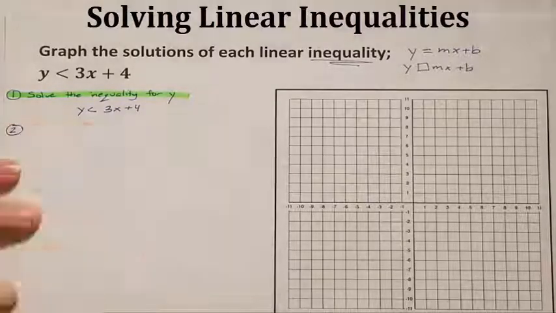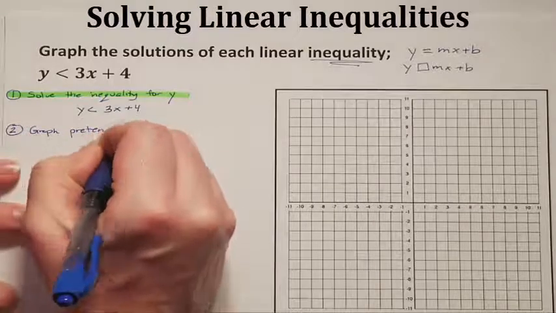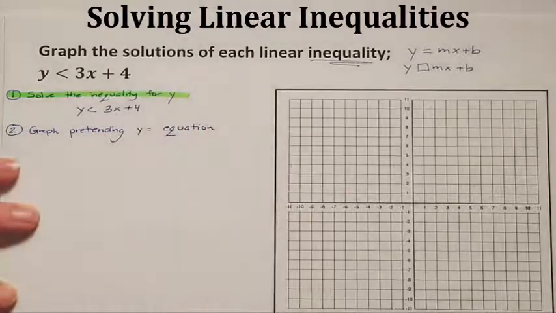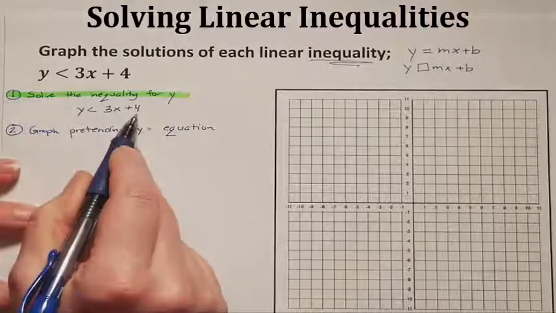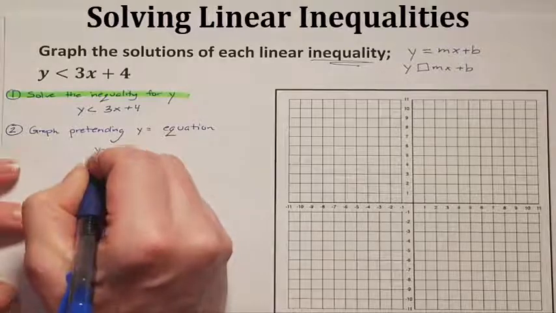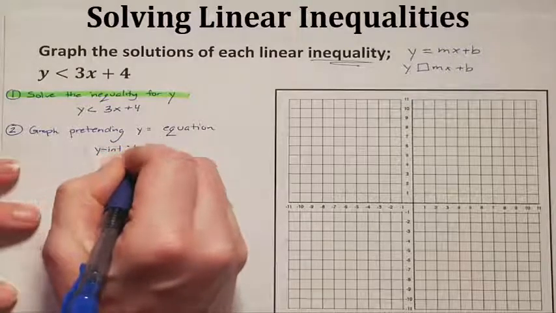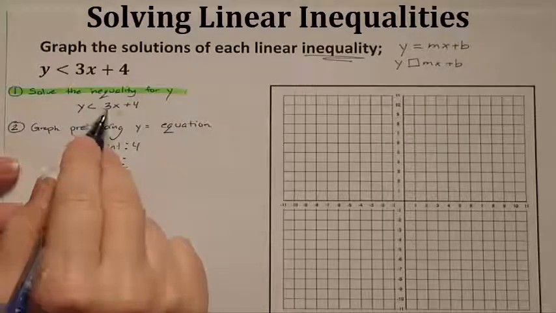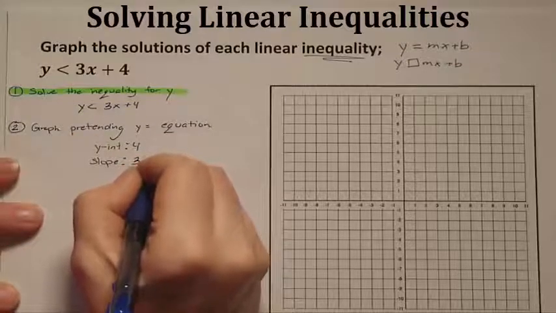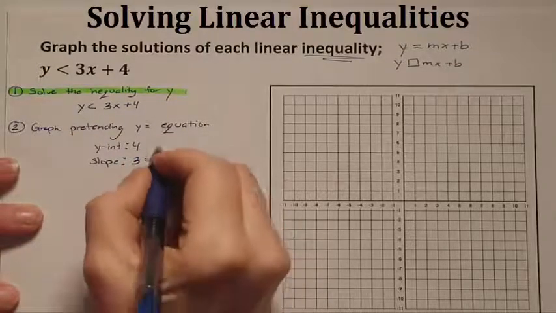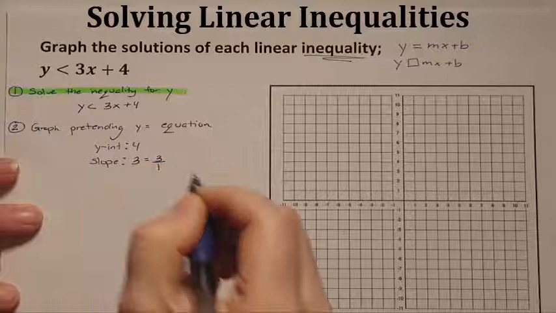Step number 2, you need to graph it pretending that it is actually a y equals equation. Now what do I mean by that? If I had to graph this, my y-intercept is 4, and I need to find my slope. The slope is the number stuck to x. My slope is 3, but remembering slope needs to be a fraction. So slope as a fraction is 3 over 1.